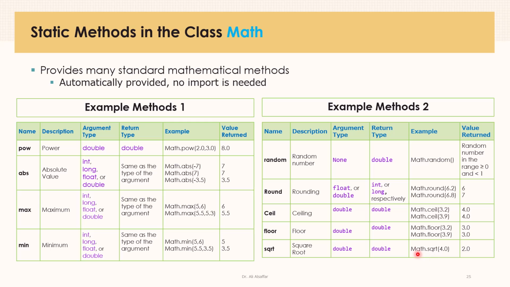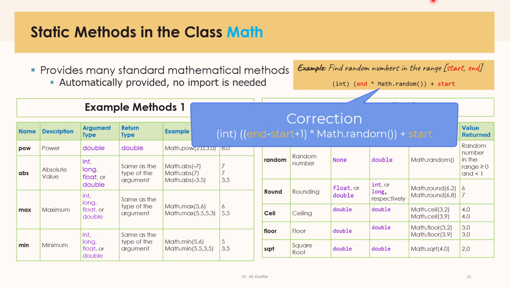As you see, this is an example of the square root of 4. The answer is 2. Now let us return back to the random method. As we said, it generates a random number in the range 0 to 1, including 0 but not including 1. Now how do we use this method to generate random integers in a range between start and end? The answer is by using this equation.